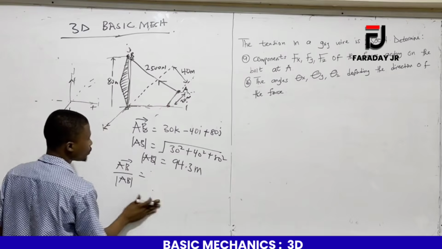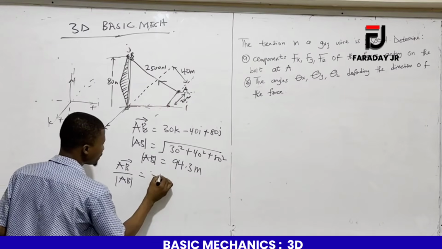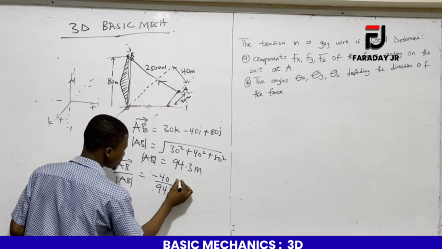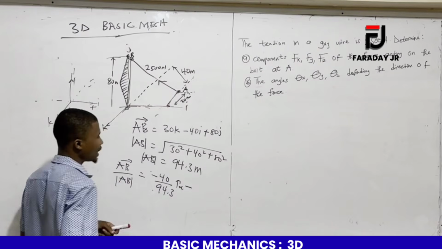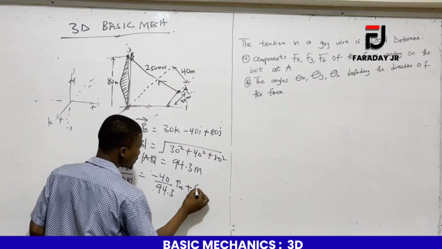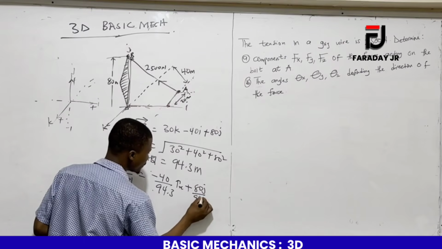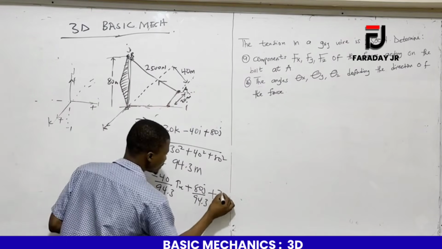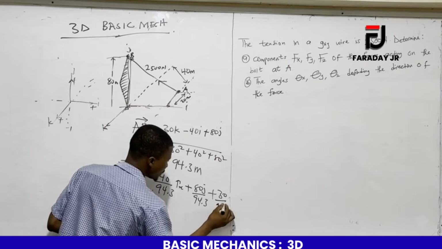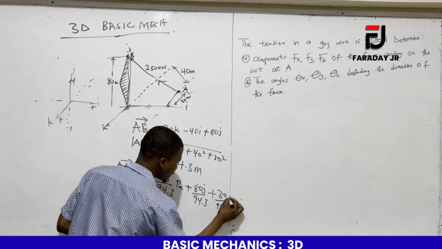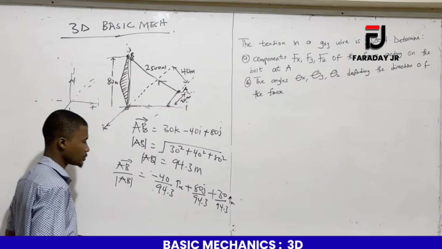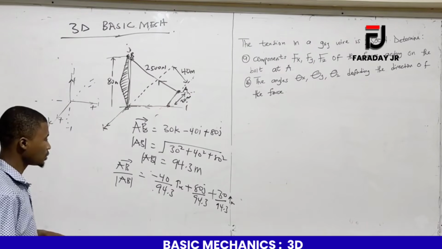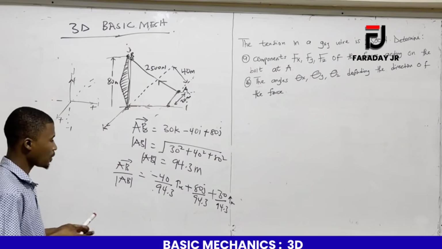So let's arrange it well, starting from I. We have negative 40 divided by 94.3 I, right? Plus 80 J divided by 94.3. And then finally we have 30 divided by 94.3 K, right? Very good.